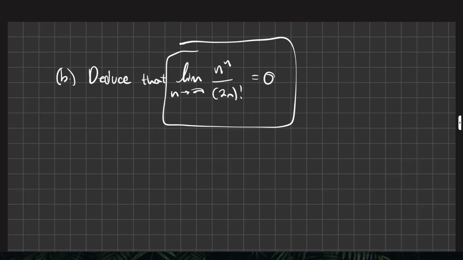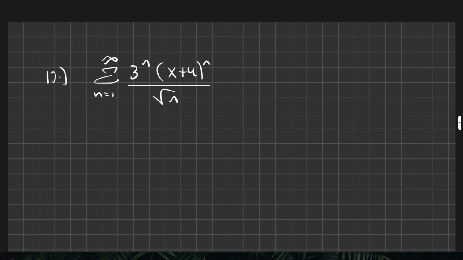Okay, problem 17. We want to determine the radius and interval of convergence of the following power series. So we're looking at problem 17, and we're looking at the power series, n equals 1 up to infinity, of 3 to the n times (x plus 4) to the n, all over root n. Okay, so let's just use a ratio test with a_n being equal to all of that.